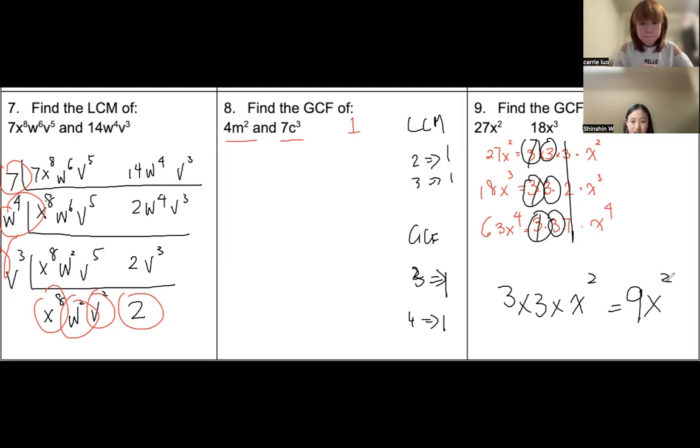Is it just like the lowest power for GCF and the highest power for LCM?